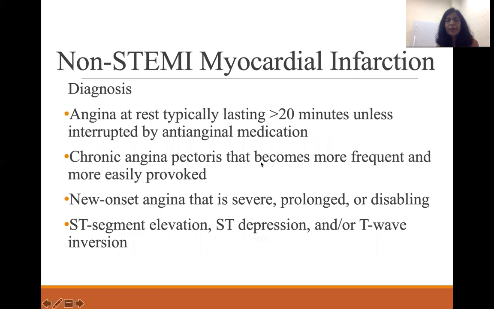All right, non-STEMI myocardial infarction is where you have angina at rest, lasting greater than 20 minutes, okay, unless there was interruption of that through medication. Nitroglycerin could be one, chronic angina pectoris that becomes more frequent and more easily provoked. And then new onset angina, that's severe, prolonged, disabling ST segment elevation. So these are the expectations to consider non-STEMI myocardial infarction. So although it is non-STEMI, it could change to STEMI, right, in order to develop MI.